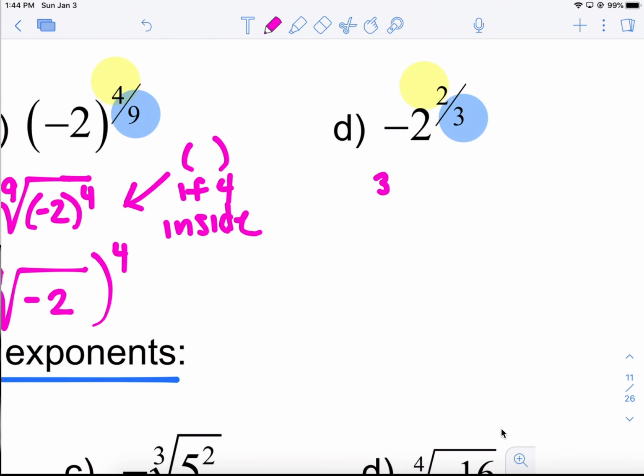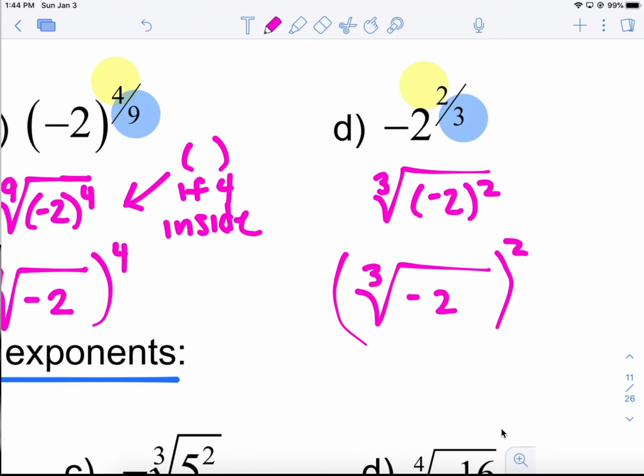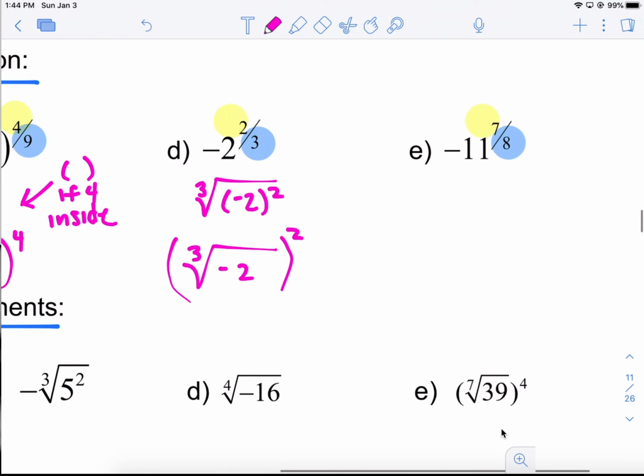All right, looking at option D, same thing again. If I'm taking a cube root, I have two different options. I can either put the -2 with the second power inside, or I can put the second power on the outside. Either way is exactly the same answer. We have one more of those. We have an 8th root.